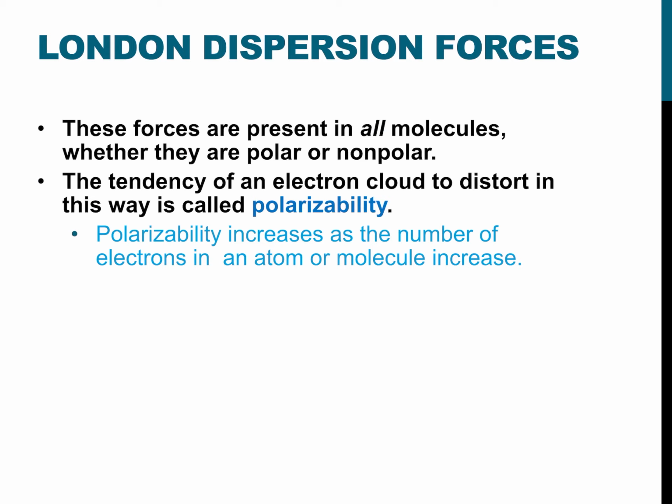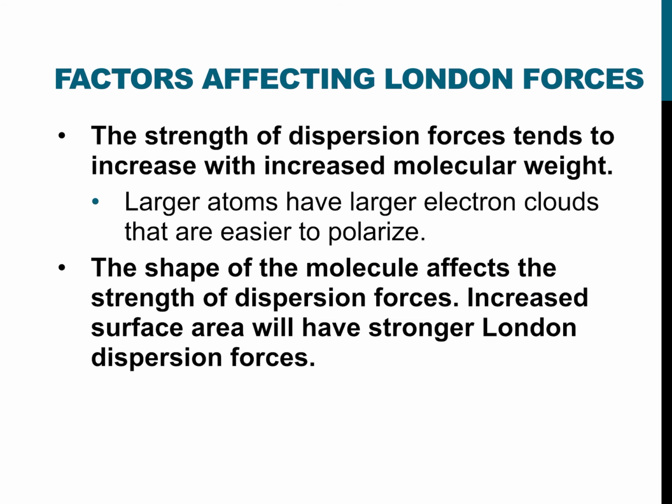But all I have to do is look at the molar mass of the molecule or of the atom, and I can tell who has stronger London dispersion forces. So that kind of goes along with the factors that affect London dispersion forces. It says the strength of dispersion forces tends to increase with increased molecular weight. So the larger the atom is, or the larger the molecule is, the stronger those London dispersion forces are, because it's easier for the electrons to move around because there's so many of them.